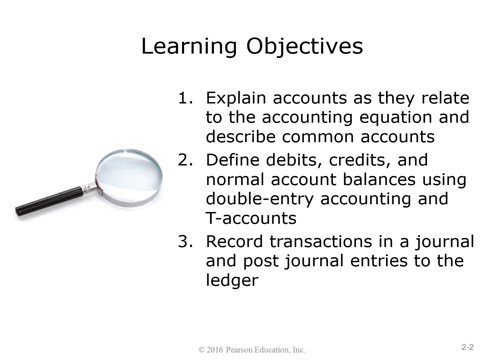Our learning objectives for that chapter: first, to explain accounts as they relate to the accounting equation that we studied in chapter 1, and to describe the common accounts. Second, to define debit, credit, and normal account balances using double entry accounting and T accounts, and to record transactions in a journal and post those journal entries to ledgers.